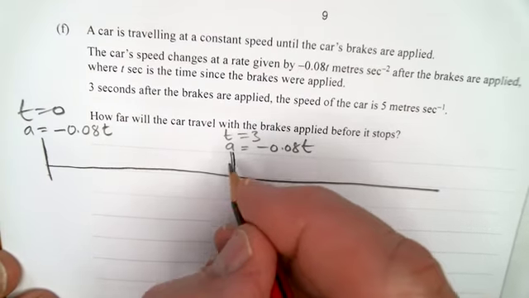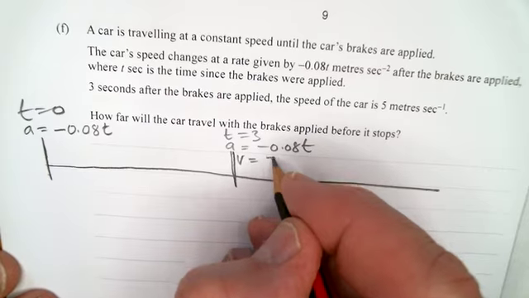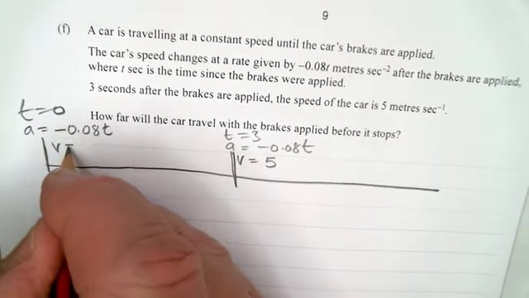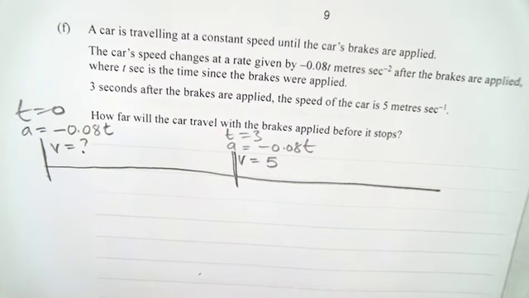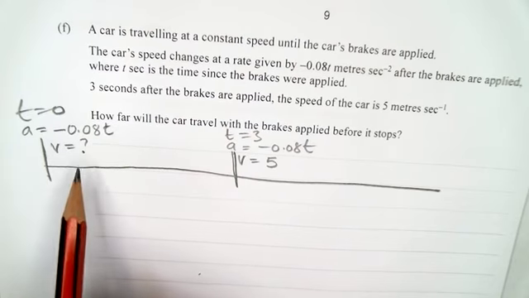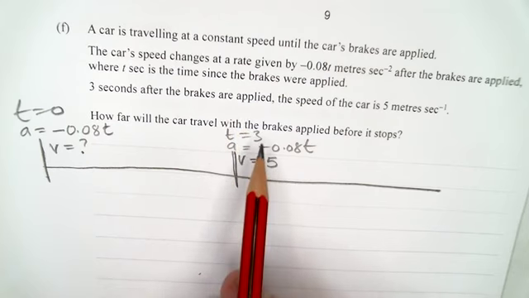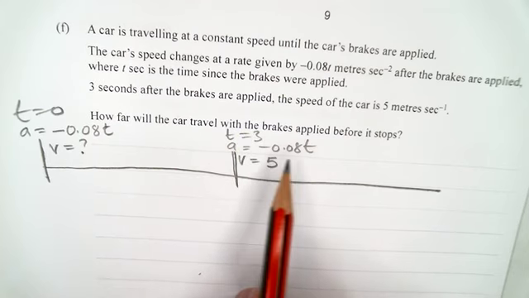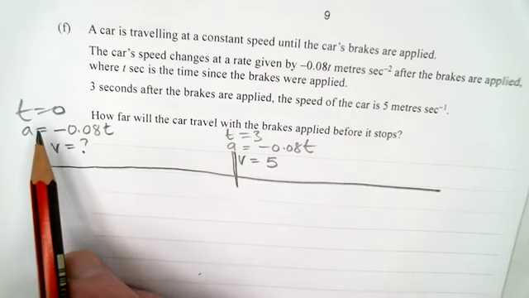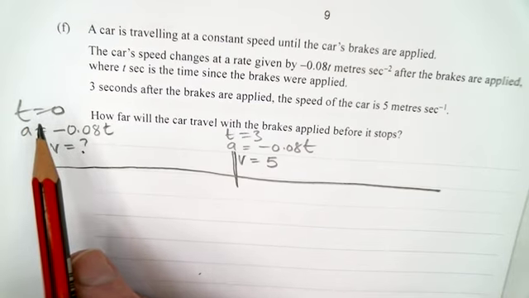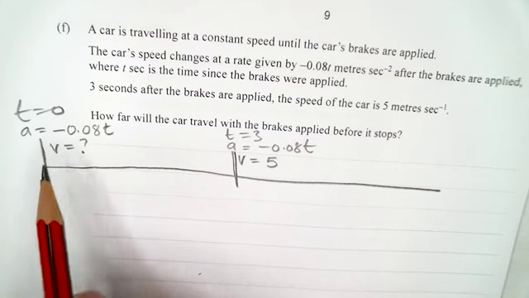And we've got a v here. We've got v is equal to 5, that's meters per second. Here we do not know what the v is. And it says, how far will the car travel with the brakes applied before it stops? So the brakes are applied from here, so really you're finding out how far from here. This is just a reference point. It's saying, by the way, at this time here, this is the velocity. But we're going to use this to find out the equation for distance.